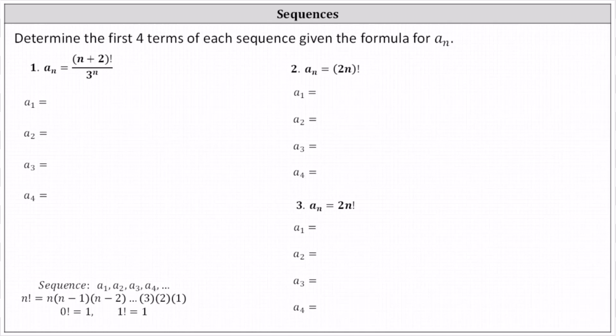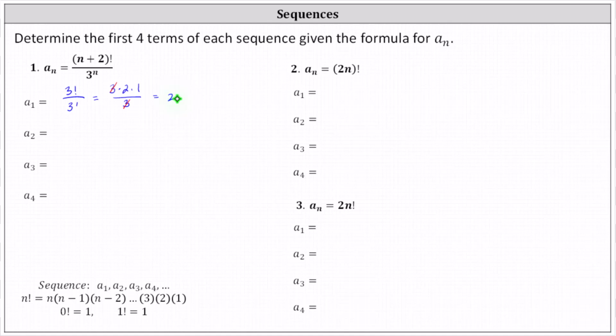Since 1 plus 2 is 3, a sub 1 equals 3 factorial divided by 3 to the first power. Recall that 3 factorial is equal to 3 times 2 times 1. 3 to the first is equal to 1 factor of 3. Simplifying, 3 divided by 3 simplifies to 1. A sub 1 equals 2 times 1, which equals 2.